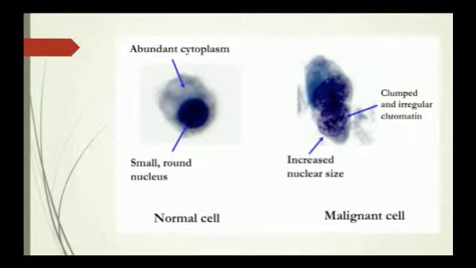That shows the difference between a cancerous cell and a non-cancerous cell. So the non-cancerous cell has a normal, more round nucleus, while the malignant cell has a very strange shape, and its nucleus increases in size and the chromatin become clumped.